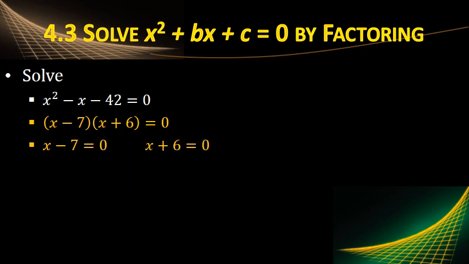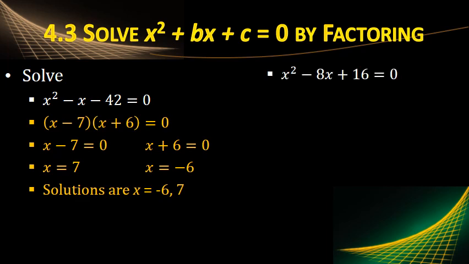Now I take each of the factors and make it equal to 0, because if one of them is 0, 0 times whatever the other one is still 0. So I've taken the x minus 7 equals 0 and the x plus 6 equals 0. Solve each of those and you get x is 7 and x is negative 6. So which one's correct? They're both correct. You can check by plugging them in and you'll see that in fact they are both solutions.